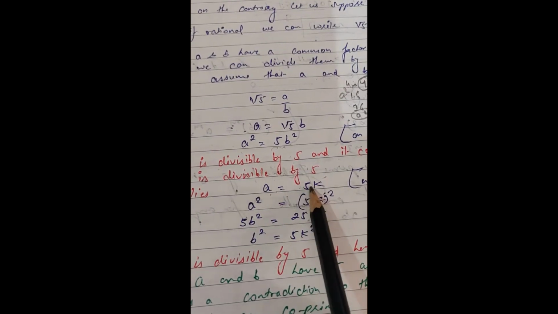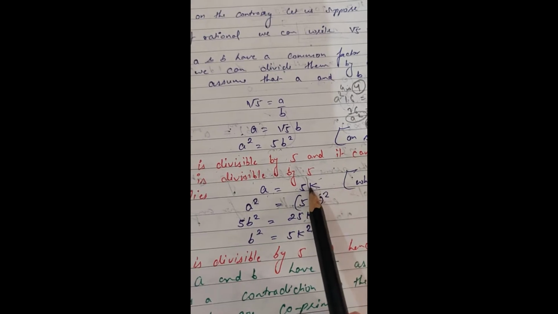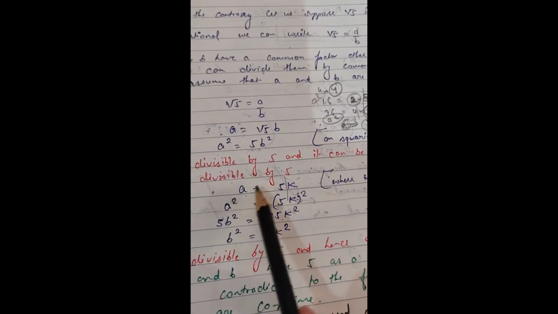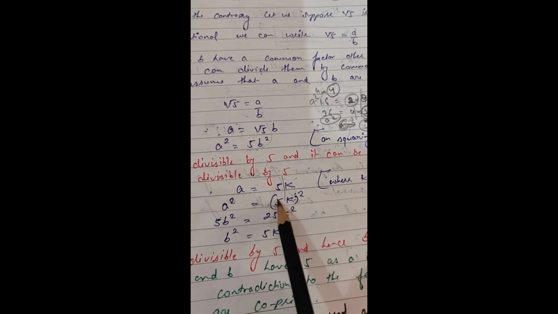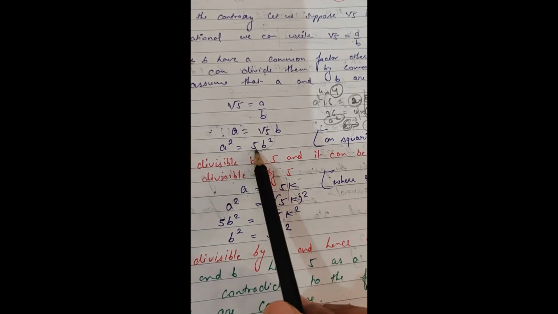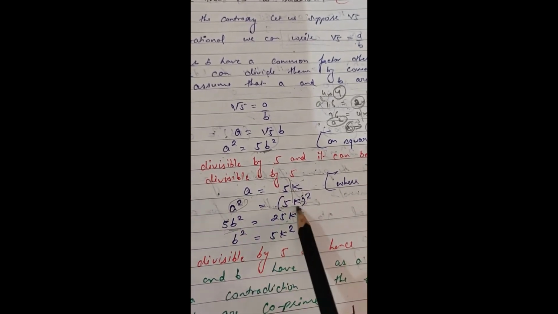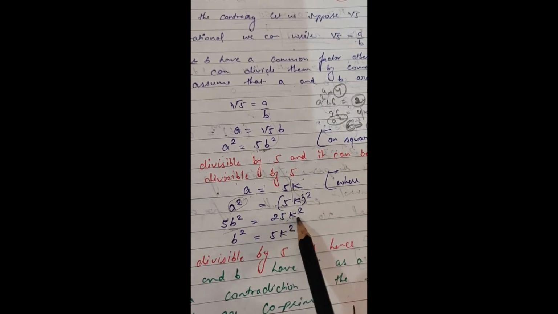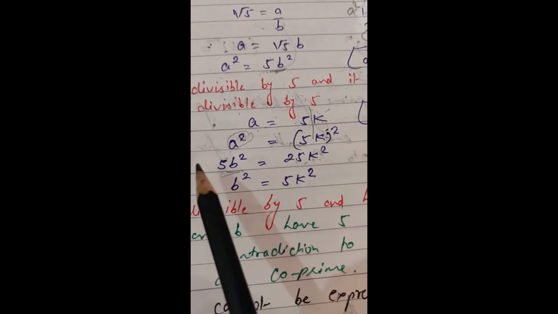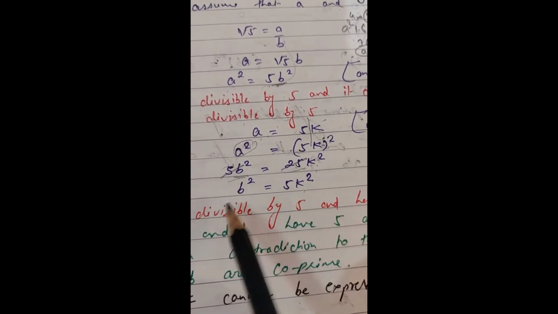Now if a is divisible by 5, there must be some quotient. If you are dividing without remainder, let the quotient be k, where k is an integer. Squaring both sides again, a square is equal to 5k whole square. Now a square is already 5b square, so instead of a square we have written 5b square. This 5k square will be 25k square. Now if you cancel out 5 with 25, you will get 5 here, k square and b square.